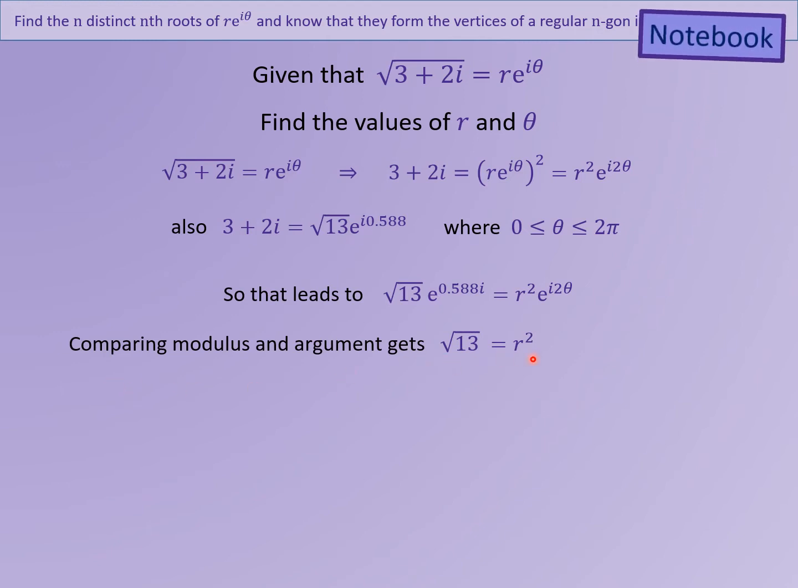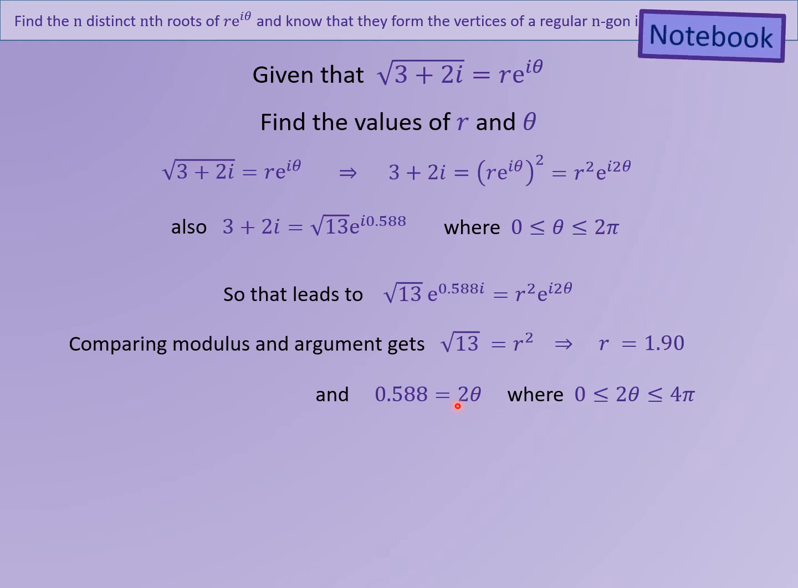I get root 13 equals r squared. So therefore I get r equals roughly 1.9. I then have 0.588, which is that number just there, is equal to 2 theta.